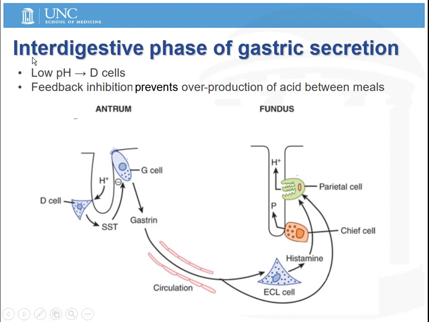Here in this resting or interdigestive phase, the pH in the stomach is very low. That's because there's a large amount of acid in the stomach but no food to buffer it. So this low pH or high acid content in the lumen directly activates the D cells, and they secrete somatostatin across their basolateral membrane. Somatostatin directly inhibits nearby G cells, decreasing gastrin production. And less gastrin means less acid secretion from the parietal cells. This negative feedback loop is a safety mechanism to prevent overproduction of acid while fasting.